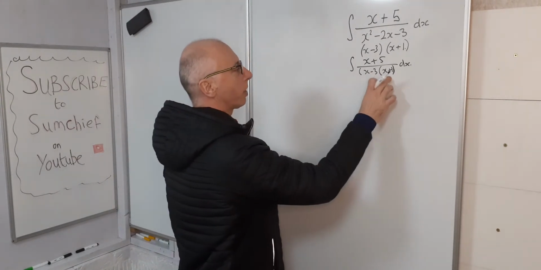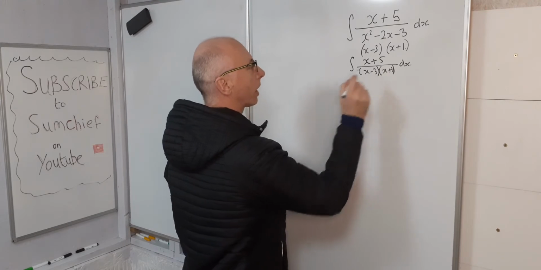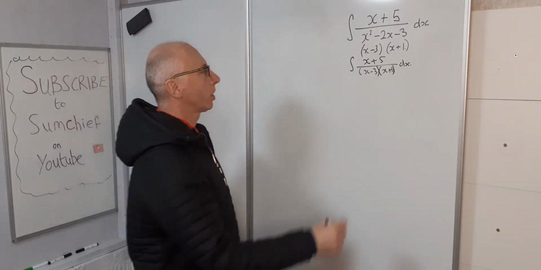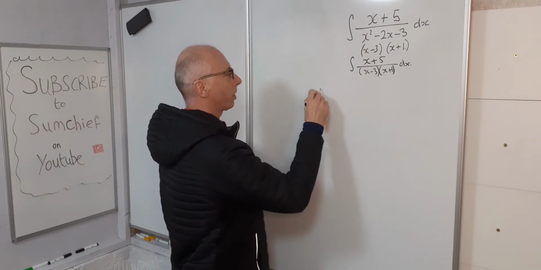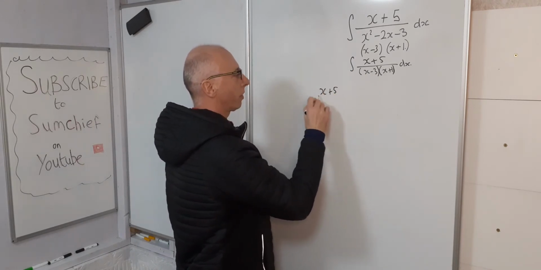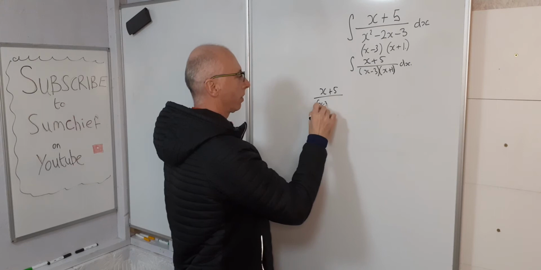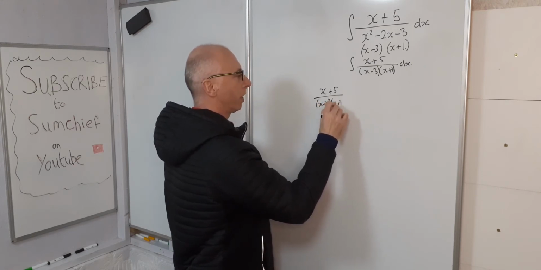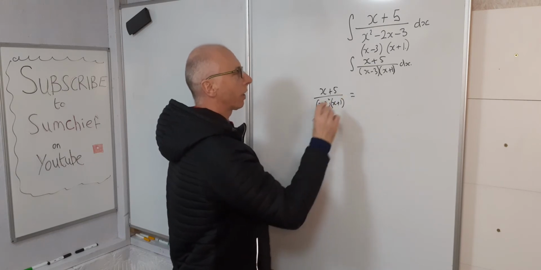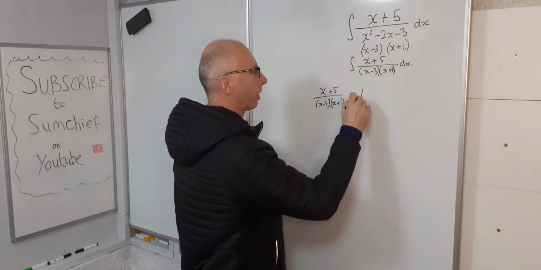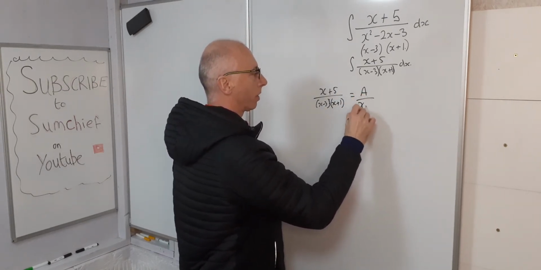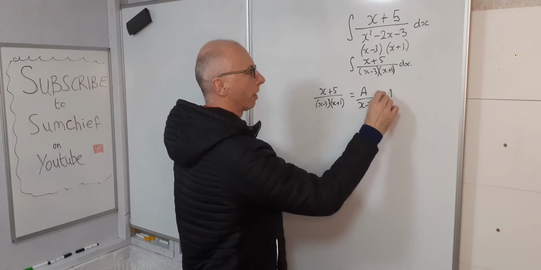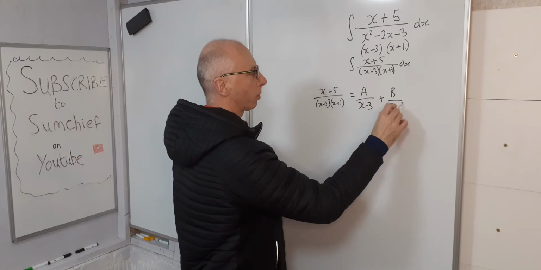By virtue, we've got these two signs here, put those brackets there. Okay, right, partial fraction decomposition. So let's start off with the setup. x plus 5 over x minus 3, x plus 1 equals, start off with the x minus 3, A over x minus 3, then we add, the x plus 1 is next, B over x plus 1.